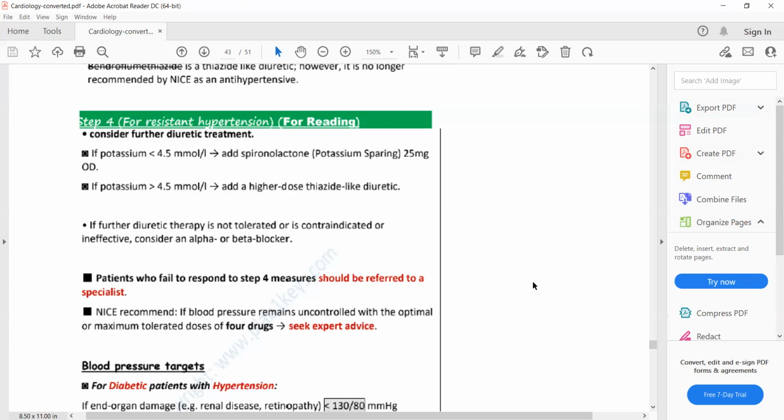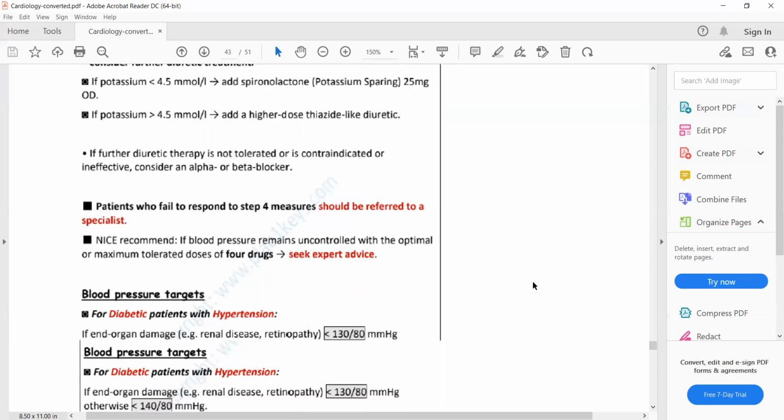Now, if the patient failed to respond to 4 drugs or to step 4 measures, then he should be referred to a specialist. So if the target blood pressure is not achieved with 4 drugs and they ask you about the next best step in the management of this patient, then you will choose seek expert advice or refer to a specialist.